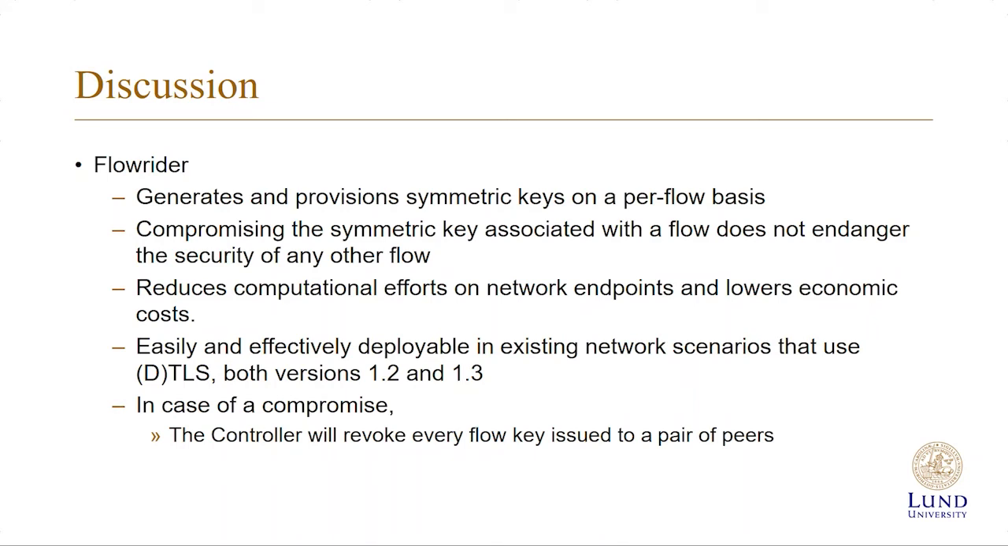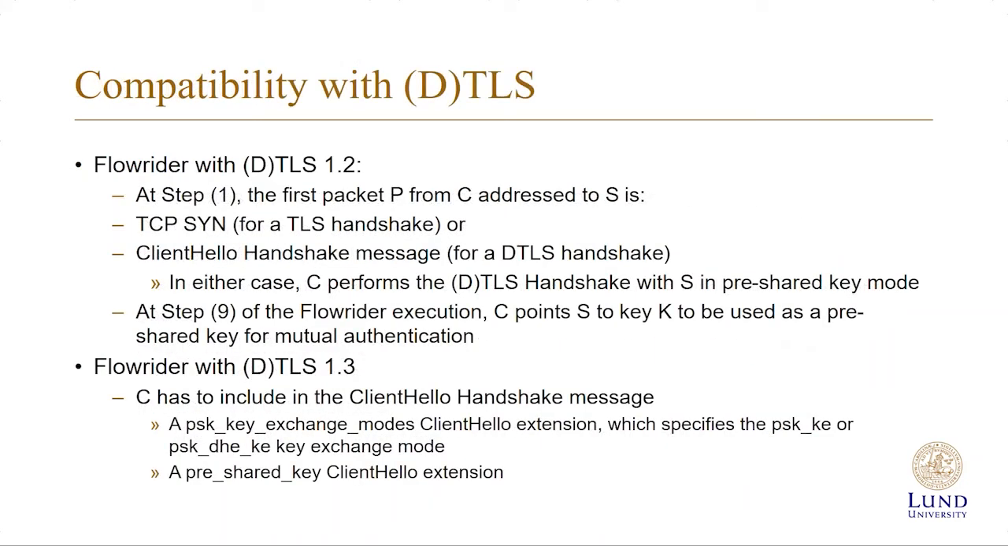It's easily deployable with both TLS and DTLS versions 1.2 and 1.3. And whenever a controller determines that one peer was compromised, the controller revokes each per flow key issued to the peer, which is not yet expired, and notifies other peers that the key has been compromised. As I mentioned, Flowrider is compatible with TLS and DTLS, both versions 1.2 and 1.3.